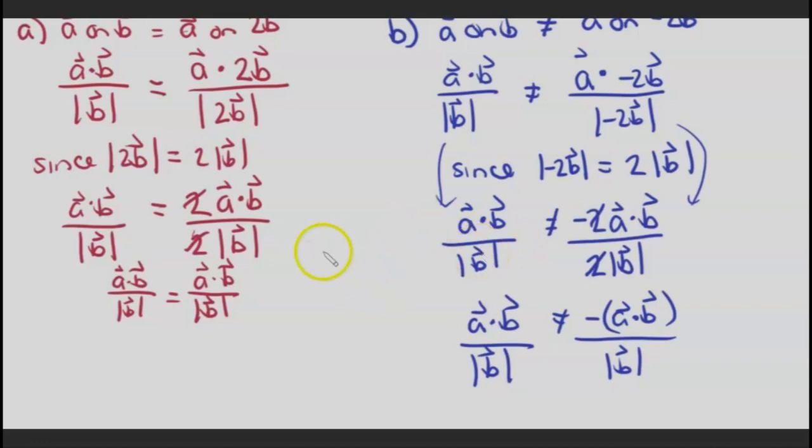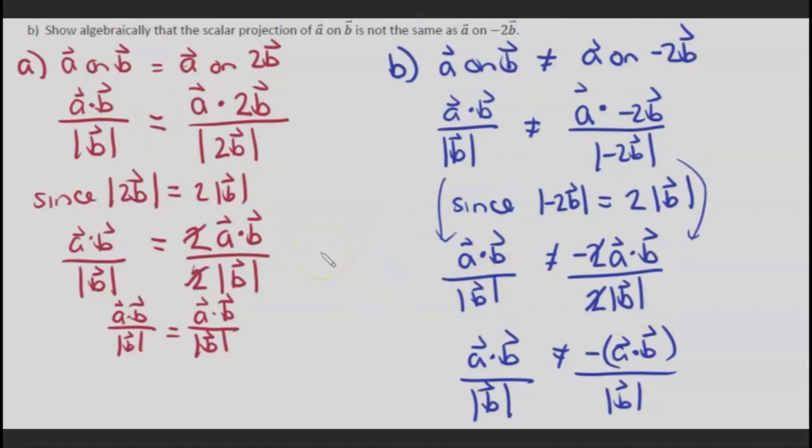Okay, so a recap. A on B is going to have the same projection as A on any constant times that vector B. Any vector in the same direction as B, just a different length, gives the same projection. Now, A on B is not going to be the same as A on negative 2B, because that's a different direction.